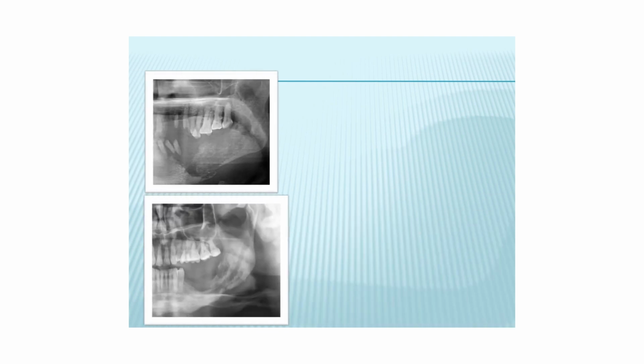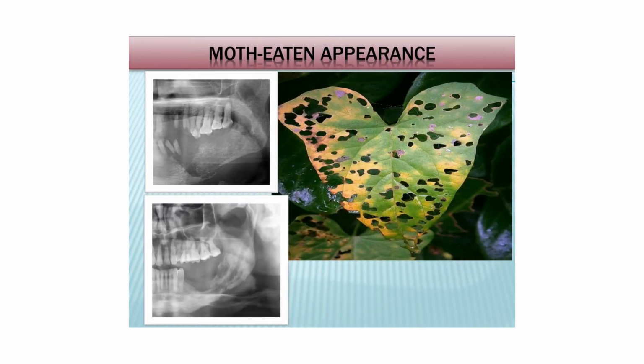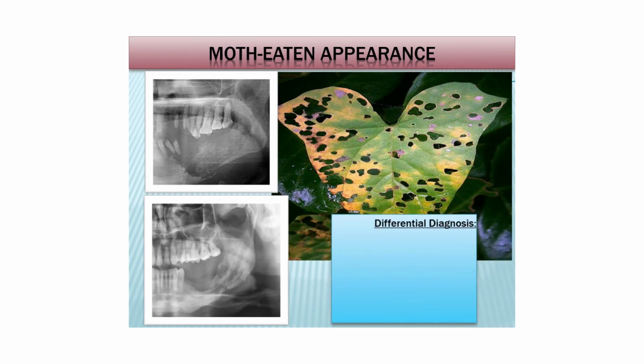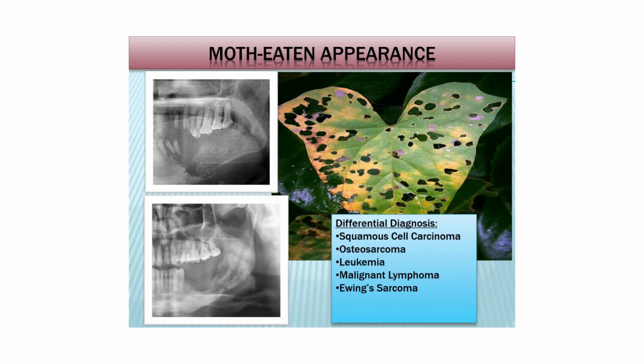Ill-defined radiolucency with ragged borders that appear as something eaten by a moth is seen in squamous cell carcinoma, osteomyelitis, leukemia, osteosarcoma, and osteoradionecrosis, also noted in malignant lymphoma and Ewing's sarcoma.